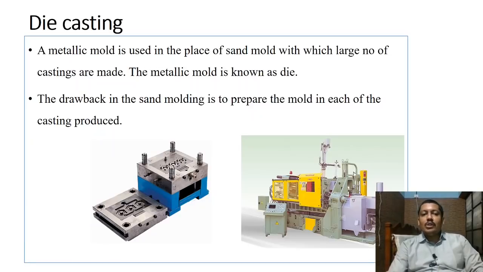Okay. The sand mold has to be prepared for each of the castings produced. That's why it is called an expendable mold process. You have to sacrifice the mold in getting the product out of it. And a typical machine to produce die casting is shown here.